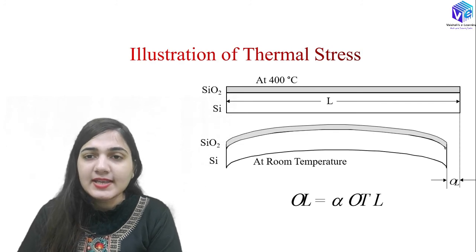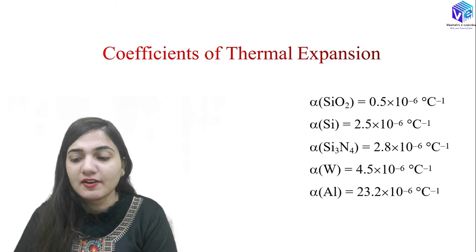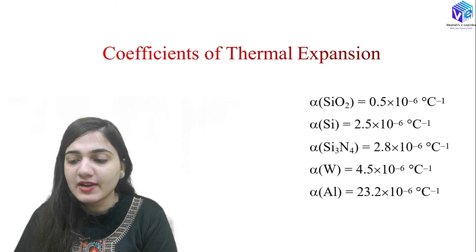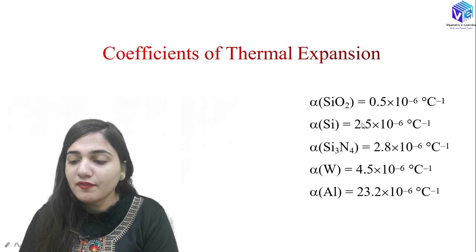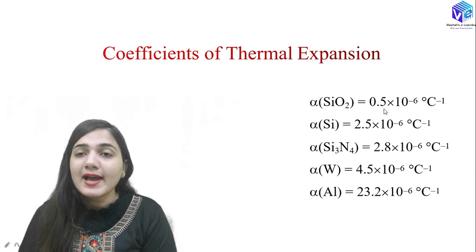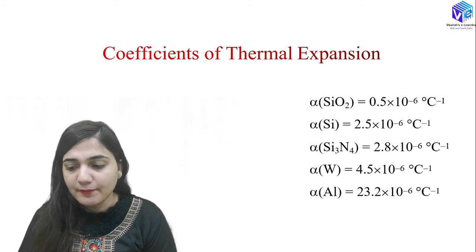So now what is alpha? Alpha is the coefficient of thermal expansion. Alpha of SiO2 is 0.5 times 10 raised to the power minus 6 per degree Celsius. Alpha of silicon is 2.5 times 10 raised to the power minus 6 per degree Celsius. So you can see both of them have different alpha, due to which they are going to expand more or less on a given change of temperature.